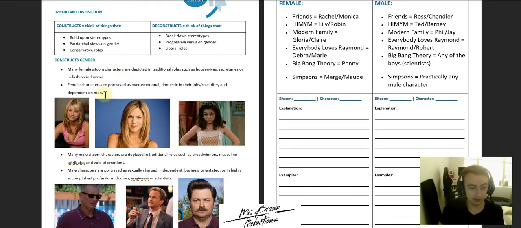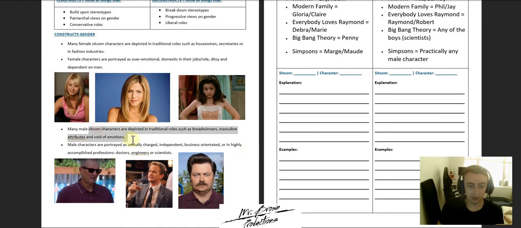Okay, so next one here, female characters are often portrayed as over emotional, domestic in their jobs and role, ditzy and dependent on men. So I might think of Rachel or Penny, there might be a good example I could use. Okay, this is from That 70s Show as well, in case you're wondering. And then I want you to do the same with these next two dot points.